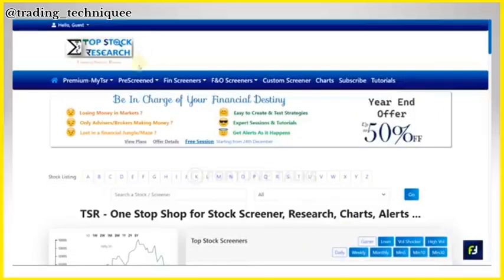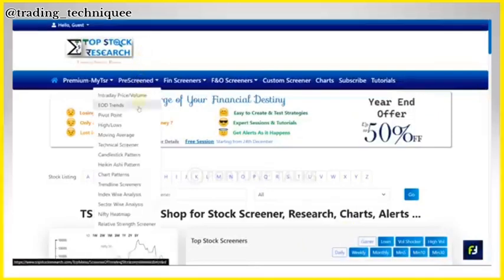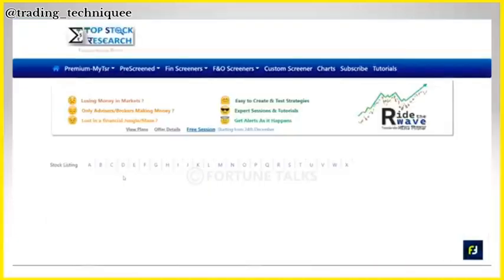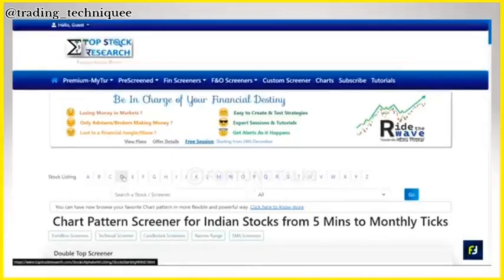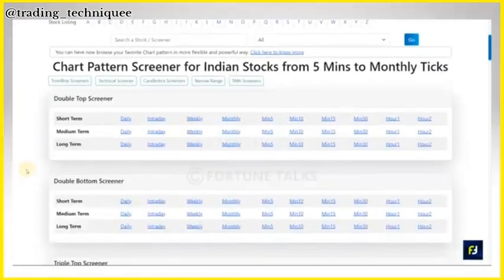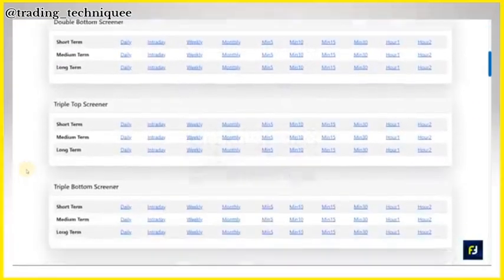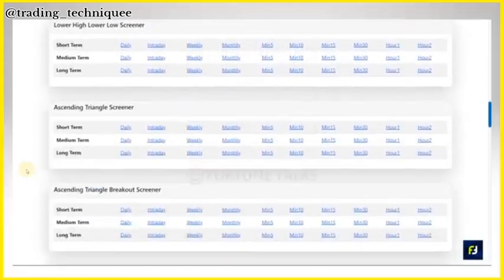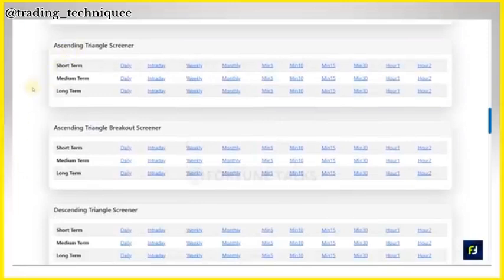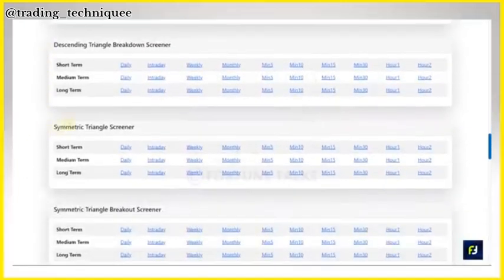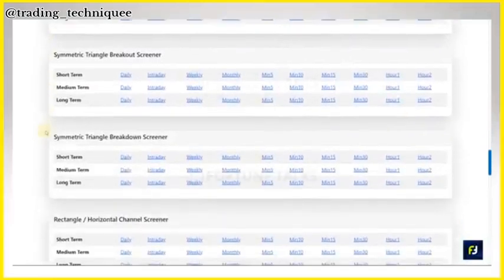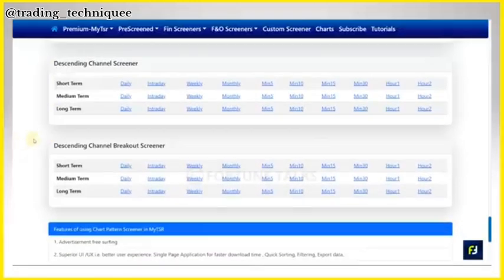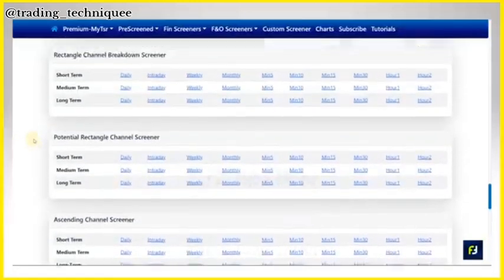Once you're in the website, go to the option that says Pre-Screened and a drop-down menu appears. From the drop-down, select Chart Patterns. This will take you to the chart pattern screens. And when you scroll down, you get a lot of patterns from double and triple tops, double and triple bottoms, head and shoulders, inverse head and shoulders, triangle patterns. But unlike TradingView chart patterns indicators, here you get the variants of triangle patterns sorted under different sections, followed by rectangles and channels. But here also a few patterns are missing, like flags, pennants, wedges, broadening patterns, etc.